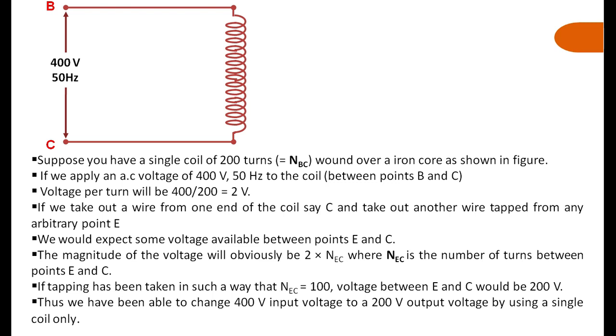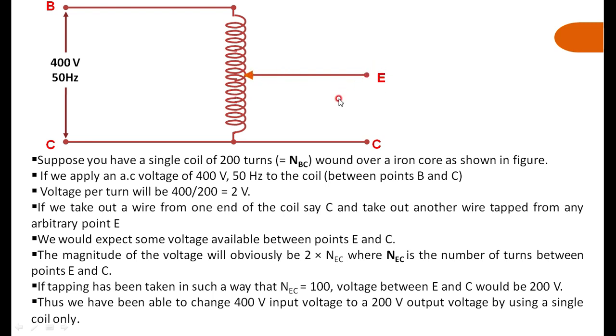If you take out a wire from one end of the coil, say C, and take out another tapping from any arbitrary point E, any suitable point for the voltage level you want, we would expect some voltage available between the point E and C. Definitely there is a voltage between E and C, because between E and C there is a certain number of turns available.